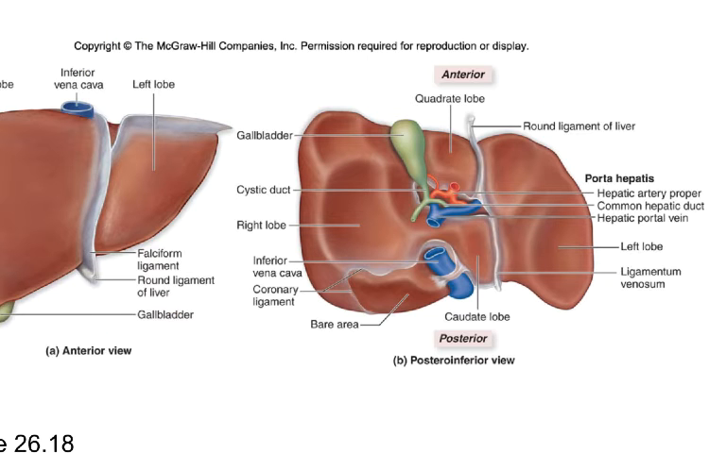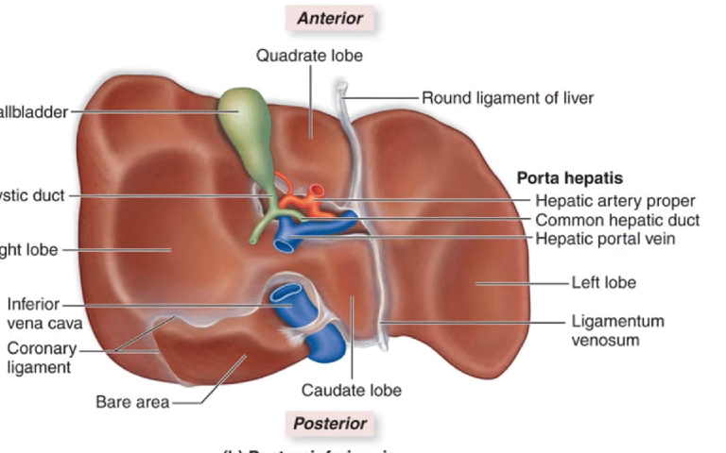When blood comes inside through the hepatic portal vein and hepatic artery, the hepatic artery is going to bring blood with oxygen. The hepatic portal vein is going to bring blood with food.